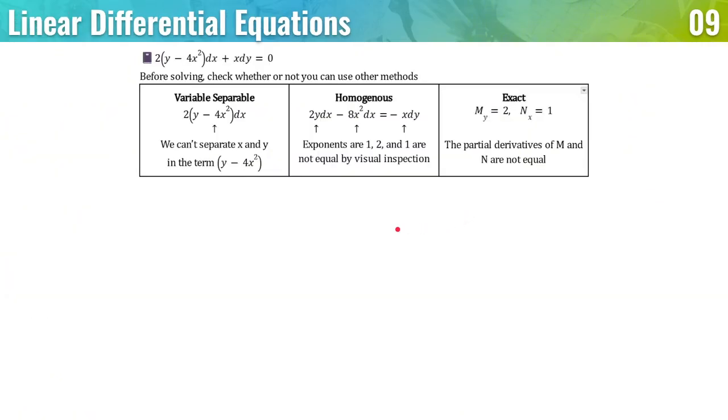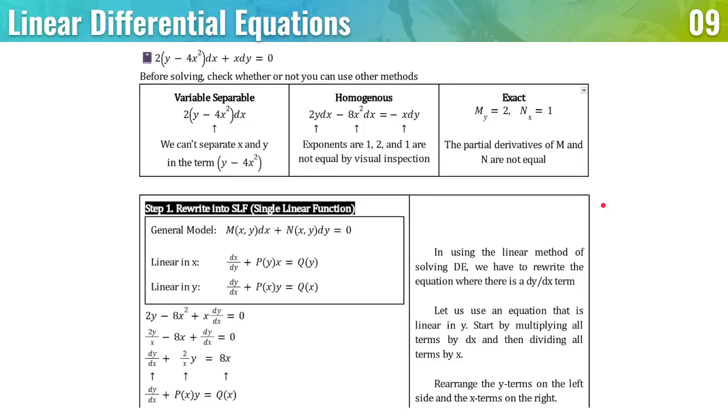So now, for this example, I already tried variables separable, homogeneous, and exact, and this one still doesn't work. So now, let's try doing linear differential equations. So step 1, rewrite it into a single linear function. It's going to have something that looks like dx over dy or dy over dx. So if x is on top, we call it linear in x.